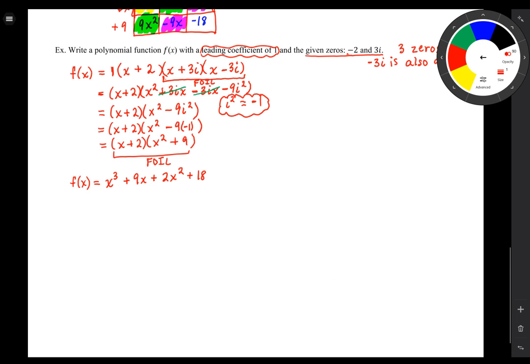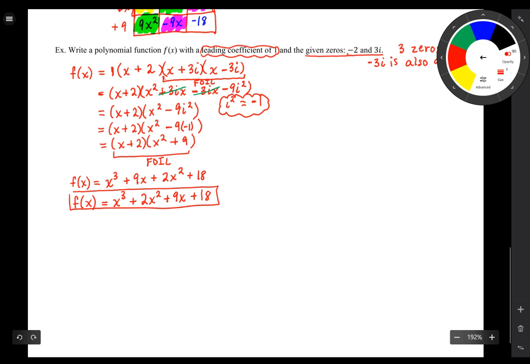And those we cannot combine. I don't see anything alike, but I'm going to just rearrange it so I put them in standard form. So x to the third, biggest exponent first, then 2x squared plus 9x plus 18. Do we have to? No. Does it look better? I think so. I think anything written in a specific way looks better, and it's a lot easier.